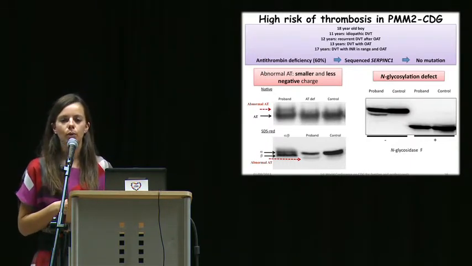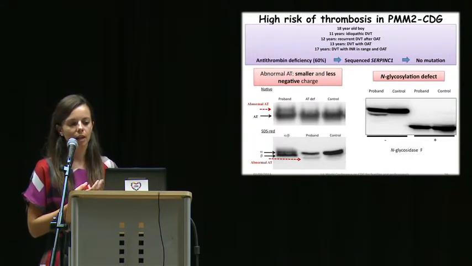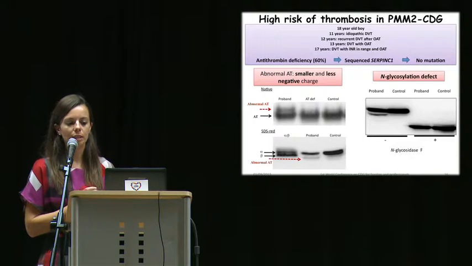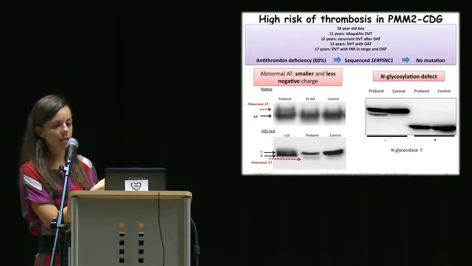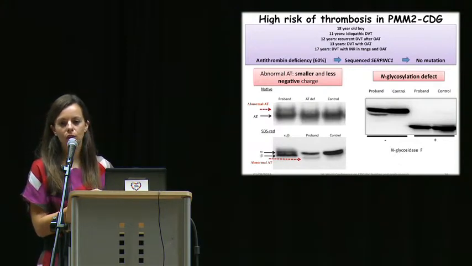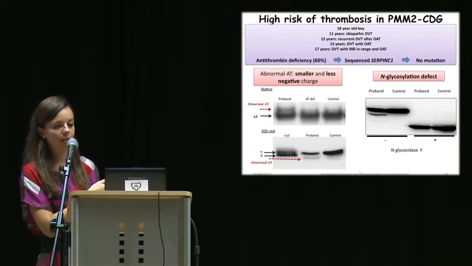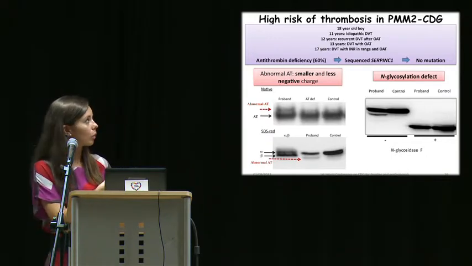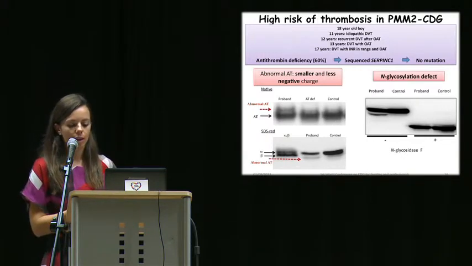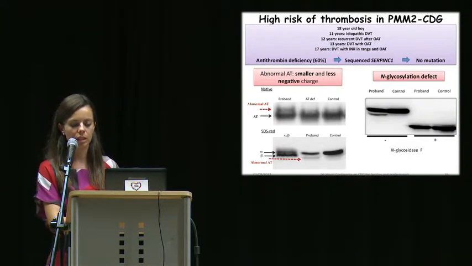And in this context, we recruited last year a very interesting patient from Portugal. This patient was an 18-year-old boy with 4 severe deep venous thrombosis, two of them under oral anticoagulant therapy, and with antithrombin deficiency. We sequenced the SERPINC1 gene, the gene that codes for antithrombin, but we found no mutation in this gene.